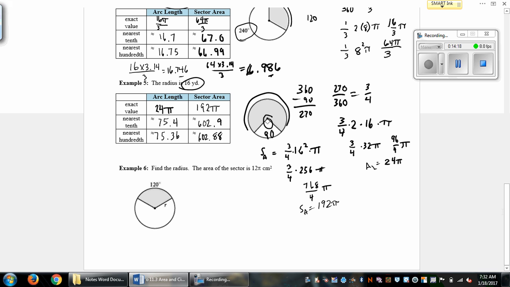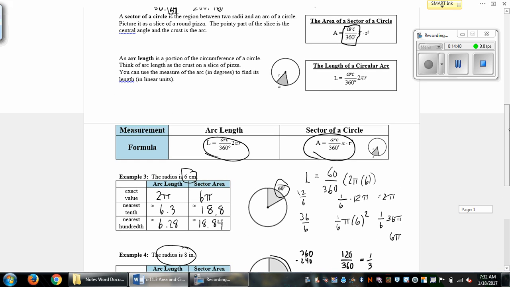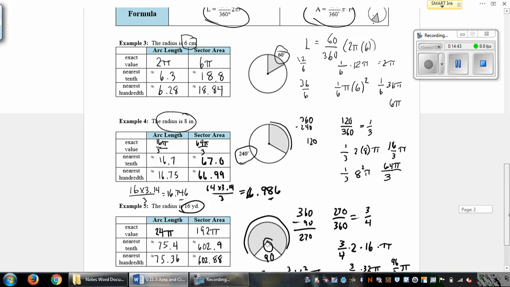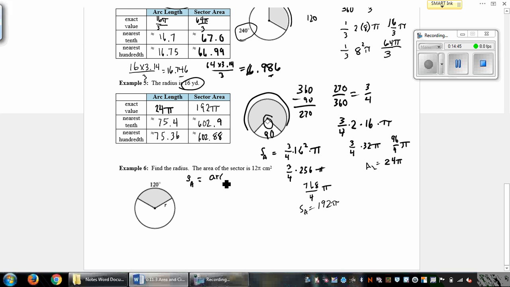Alright, so then the last problem here, we have to find the radius, and we're given the area of a sector. So we need that formula. So the sector area is going to equal our arc degree. Okay, so we'll use our exact formula here. So we have our arc over 360. So our arc degree over 360 times pi r squared. We don't know r. We're going to find r.